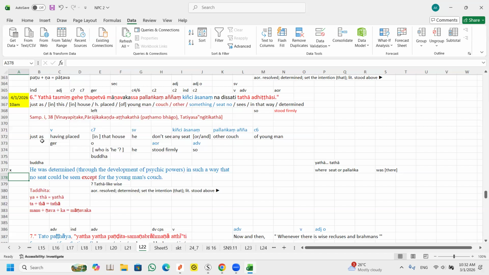So your job is to translate like that. As long as you get up to here, you're all right. Even though this he and this he are the same, it doesn't matter. So you do up to 'he stood there firmly'. You don't have to say 'he determined'. The moment you use the word determine here, that means this is another person already.